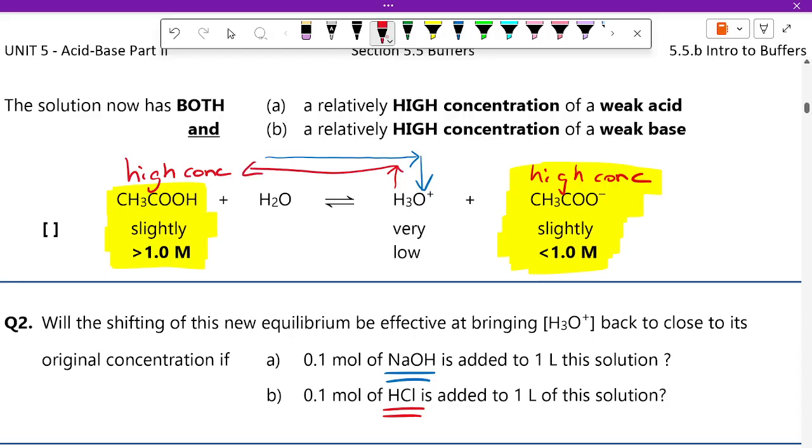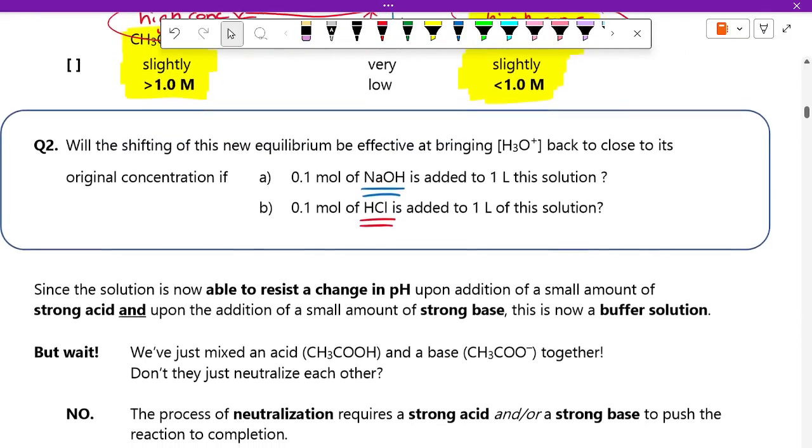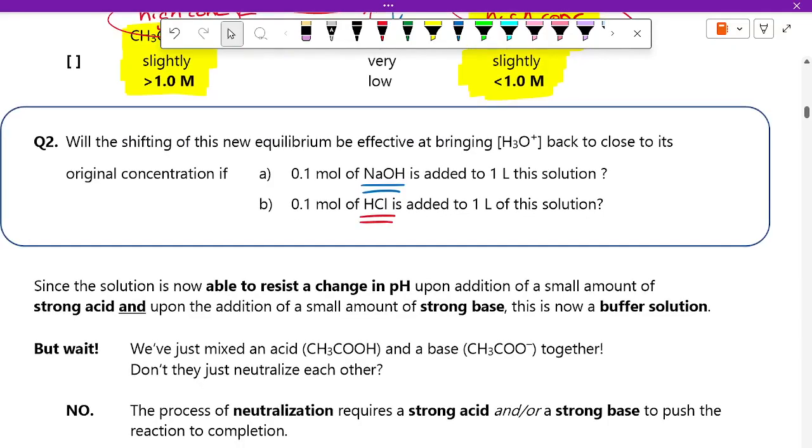Are we able to shift both ways? Are we going to run out of acetic acid? No, because we got a fairly high concentration. Are we going to run out of acetate? No, because we have a fairly high concentration. So since this solution is now able to resist a change in pH when we add a small amount of strong acid or a small amount of strong base, it is now a buffer solution.